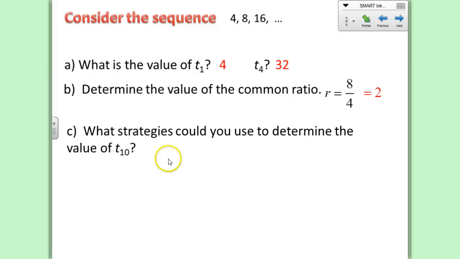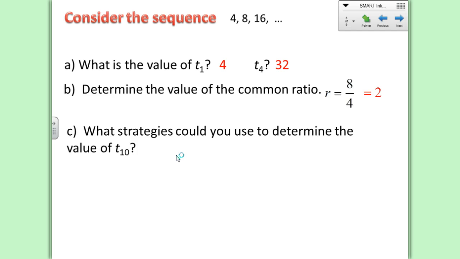What strategies could you use to do term 10? And we talked about this earlier in the unit, where common sense can play a really big role in this unit. And if you want to think of it as a frog jumping, your frog jumps by doubling. So think of ways you could do without a formula. Obviously we're going to come up with a formula, but ponder what you might do.